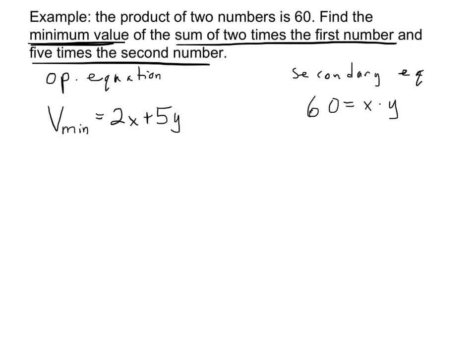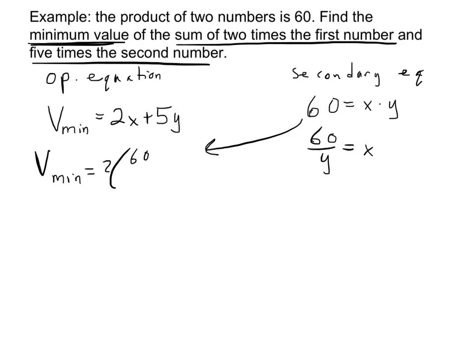In my next step, I'm supposed to take this secondary equation and plug it in over here. I can't do that till I solve for something, so I'll divide the y over. 60 over y equals x. When I plug that in, I get V min equals 2 times 60 over y plus 5y.